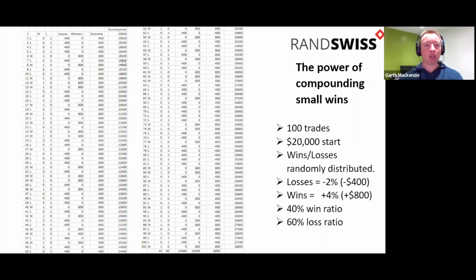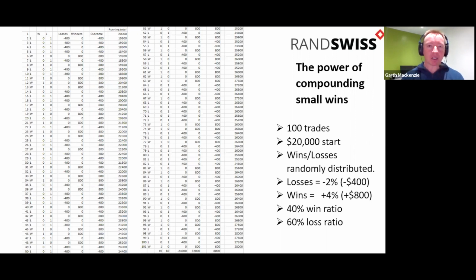Now, the running total gives you the answer here. As you go through this year and you proceed through the 100 trades, what you get at the end is $28,000. So you've made 40% return on your $20,000 of starting capital. And that's at the end of the year, assuming you've only taken 100 trades. I think that's a realistic number of trades to take.